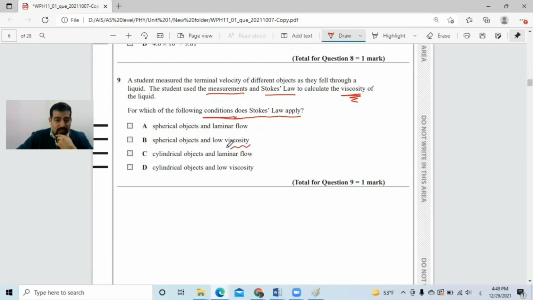Okay, it's not necessary to be low or high viscosity. This answer is not correct. What are the two conditions? It's supposed to be what? Spherical and what? Laminar flow. So the answer is A. The answer is what? A.